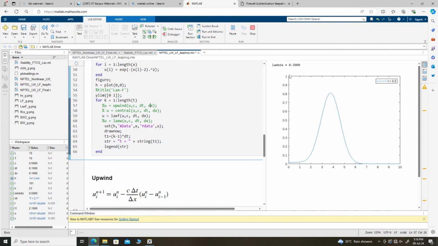Now it was initially up to 1. See how much it has attenuated because of the dissipation in the Lax-Friedrichs scheme. You can do one interesting thing. In Lax-Friedrichs, we know that the leading term of the dissipation error is 1 by lambda minus lambda, where lambda is the CFL number. So the dissipation is very high. That is what we learned in the last class.